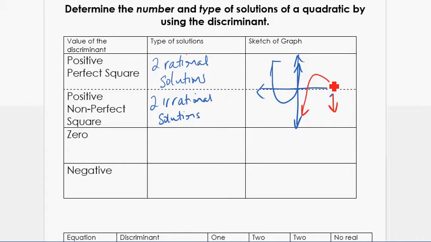If the value of the discriminant is 0, we have one double root, which is rational. Graphically, we're just going to graph quadrants 1 and 2 for space purposes. Graphically, it's going to look like it bounces off the x-axis. Okay?